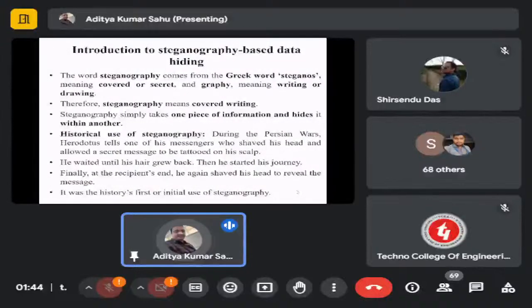Now, just a little bit of introduction to steganography: it means covered writing. Steganography simply takes one piece of information and hides it within another one, right? So, in history, there were many incidents where people used steganographic communication. One such incident was during the Persian Wars.